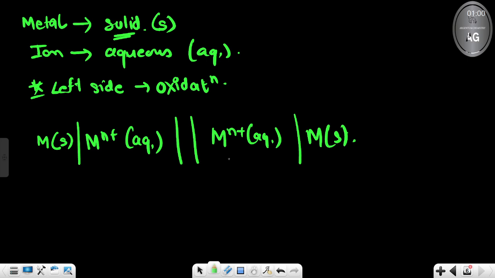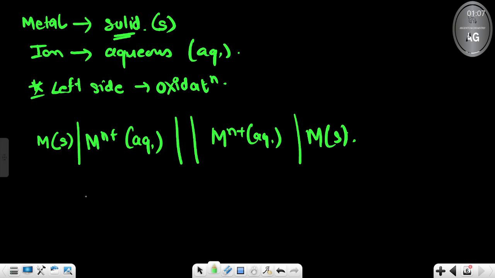Okay. Now in some questions you will find that concentrations are given. So in place of AQ there will be some value written. That value will be the concentration of that ion. Metal concentration will never be given, only Mn plus will be given, because for writing the equilibrium constant we never use the metals. We have done this in class 11.